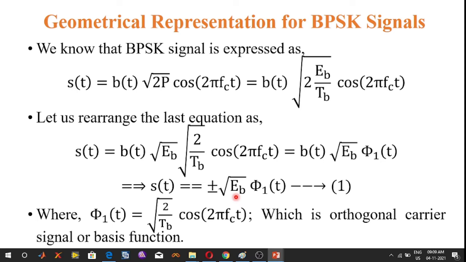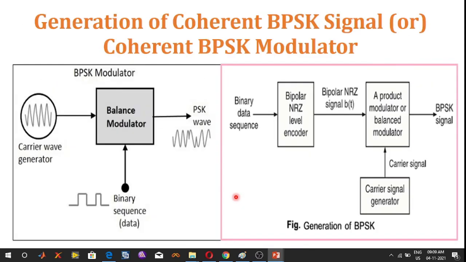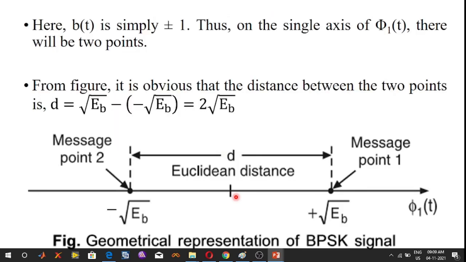Eb is the bit energy. The bit energy is defined in terms of power and bit duration. Therefore, the bit energy Eb is equal to P into Tb. So now here in the above equation, b of t is simply plus or minus 1. Thus, on the single axis of phi 1 of t, there will be 2 points.